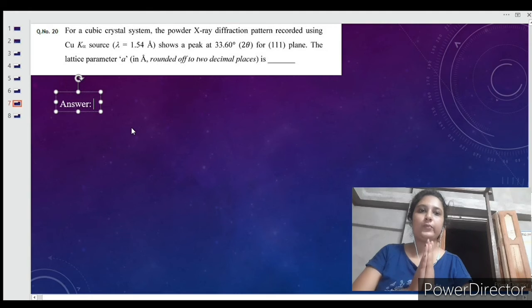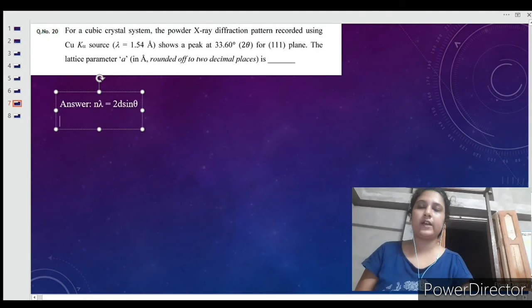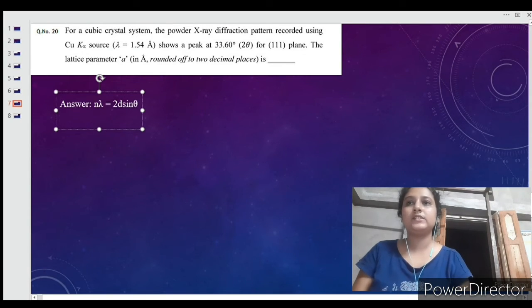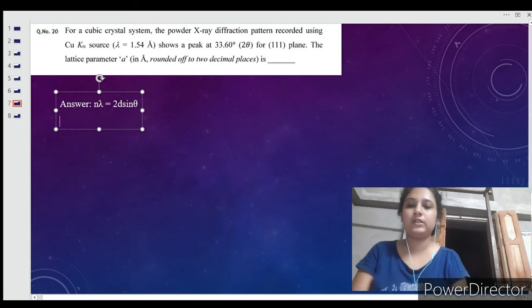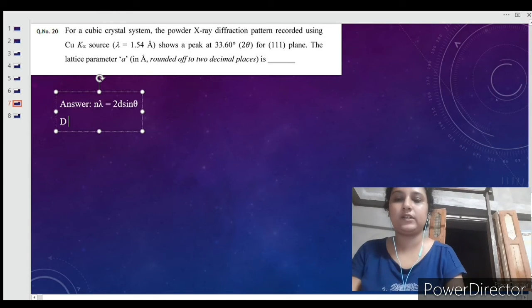Now the next question is a question from solid state. At first we have to use Bragg's law, n lambda equal to 2 d sin theta, where n is the order of diffraction. As it is not mentioned here, you can take it as 1. Now the value of lambda is given, and the value of theta you can get from the 2 theta. From this Bragg equation, you can calculate the value of d, and it will be in Angstrom units. This is the value of d, meaning the interplanar distance.